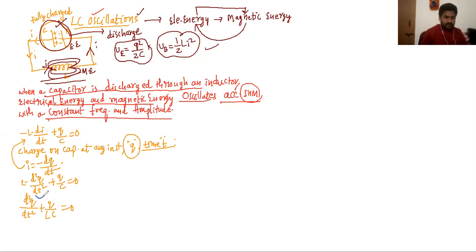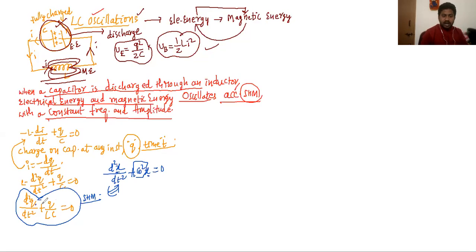So this is the differential equation which is representing simple harmonic motion. And this equation you can also relate with the equation of simple harmonic motion: d square x by dt square plus omega square x is equal to 0. So when you compare these two equations, you can see here omega square, here 1 by LC, yes or no? Here the position of the particle is changing.